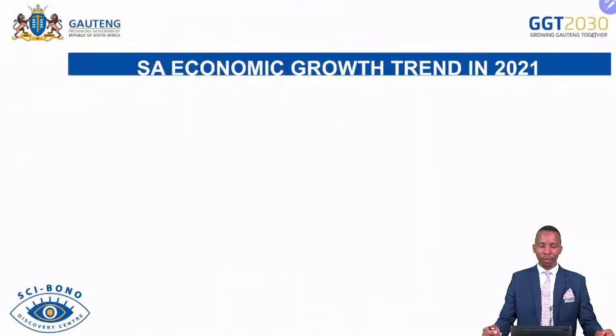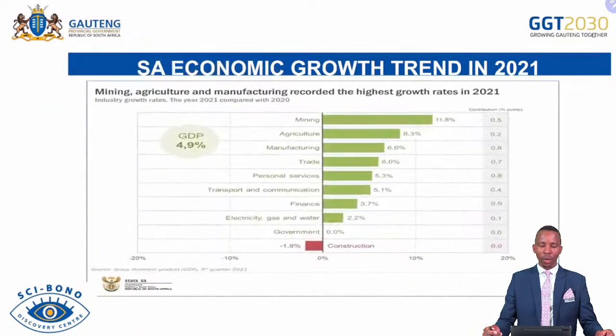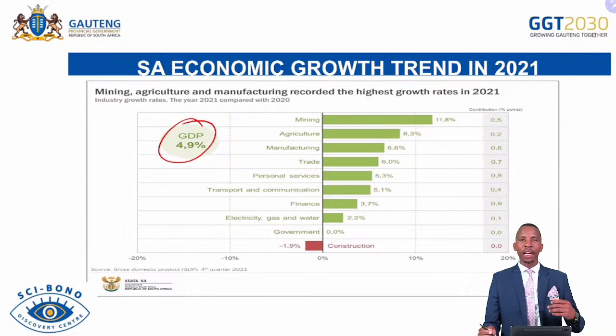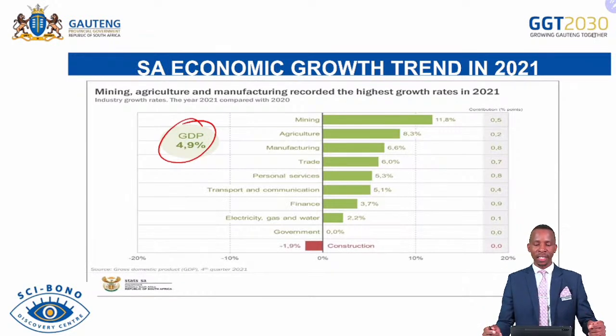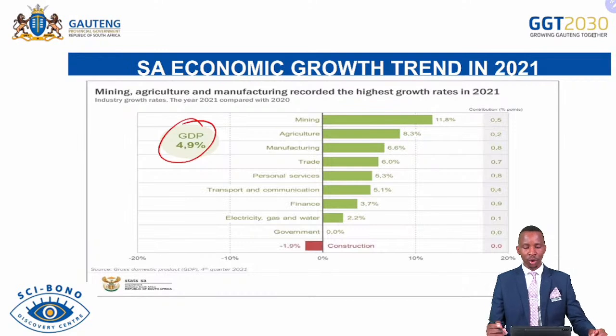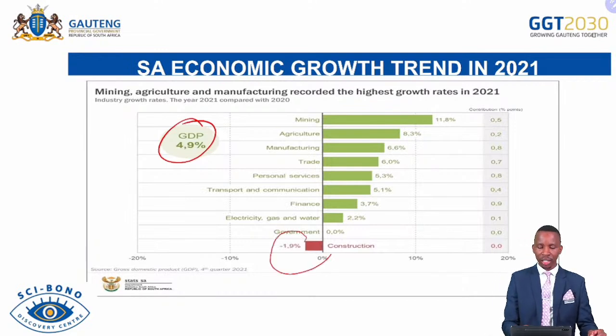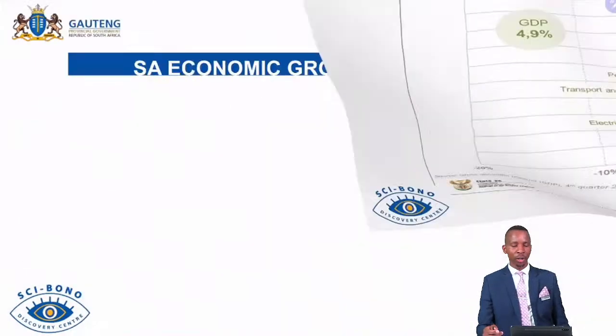And then we go further to check 2021. In 2021, we recorded 4.9% growth. You can see that the regulations for COVID-19 were eased or relaxed, so economic activities were back a little bit to normal. Hence, we recorded an increase in economic activities. You can see that only construction recorded negative growth. So there was growth. You can see the arrow pointing up.